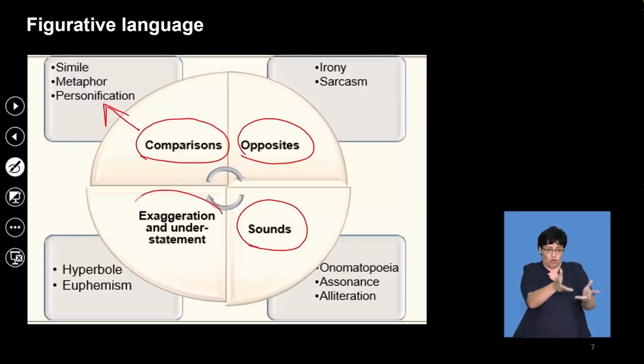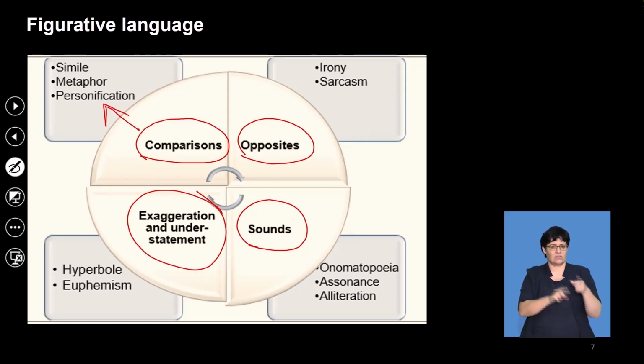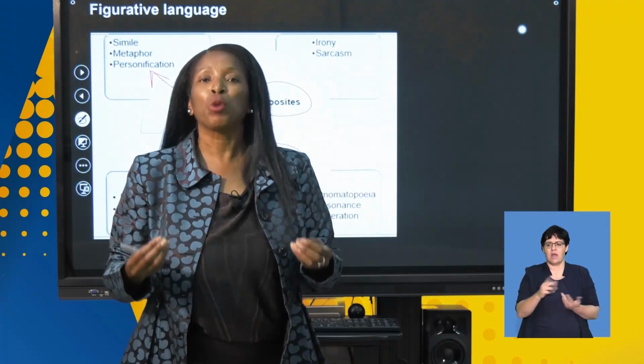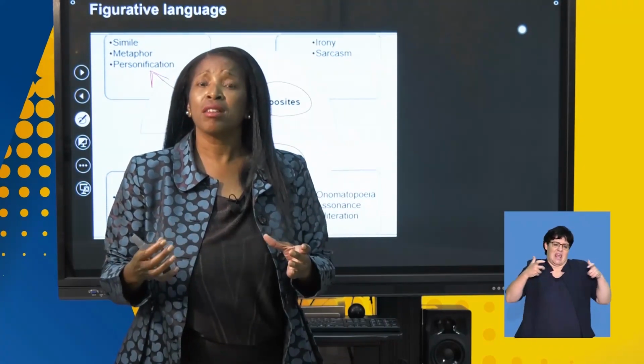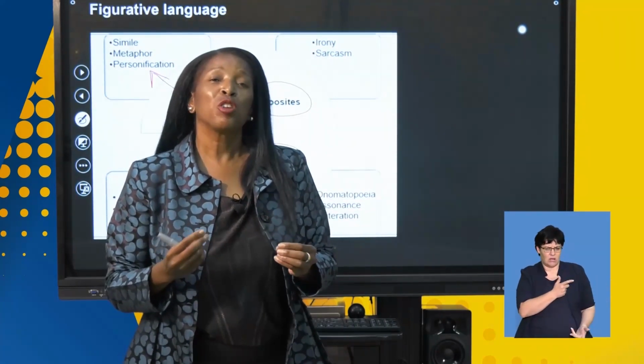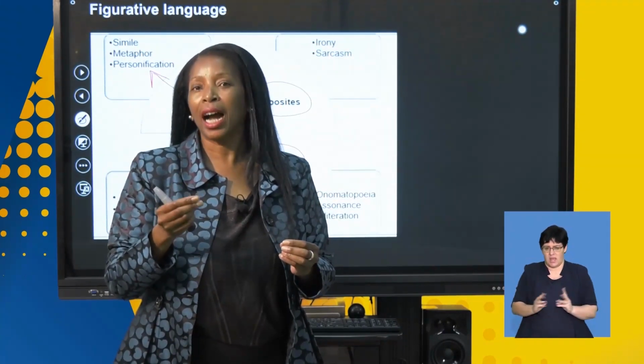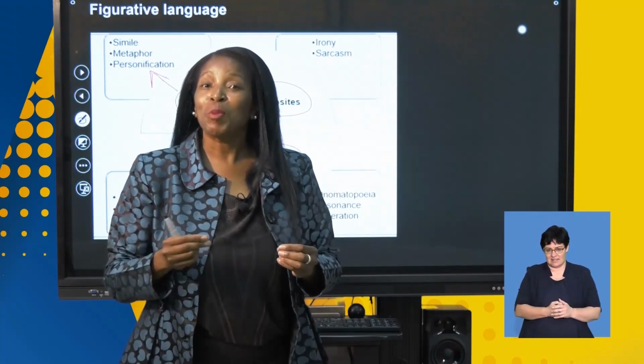And lastly, we have these 2, hyperbole and euphemism. Hyperbole is when you exaggerate a particular event. And euphemism is when you say something in the most subtle way you can, just to be kind. We are going to stop here for now.